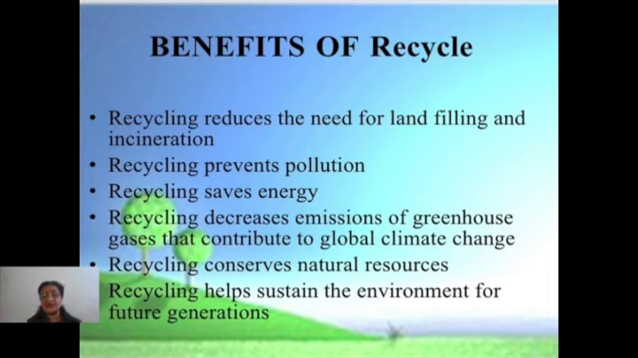Then what are the benefits of recycling of the waste? Recycling, first of all, it reduces the need for land filling and incineration and all. Instead of collecting all that waste in open area, we are reducing that waste, and we are actually producing something new out of it, right? So that is one thing.